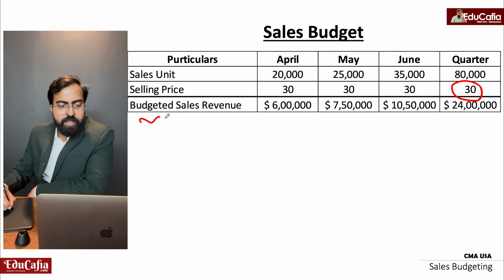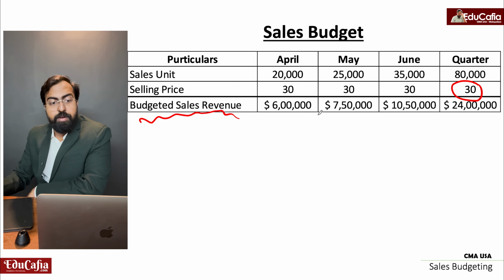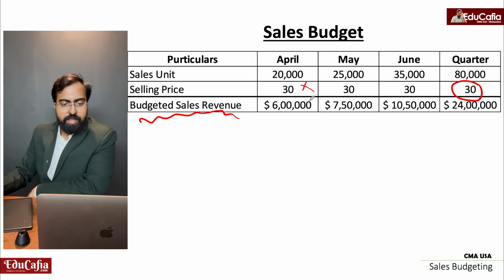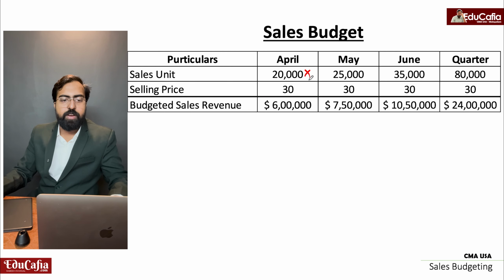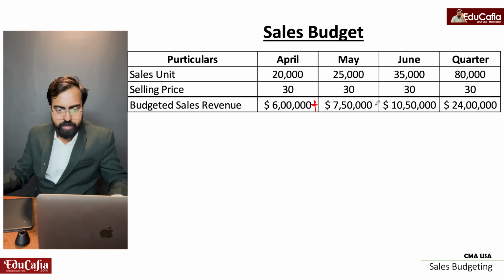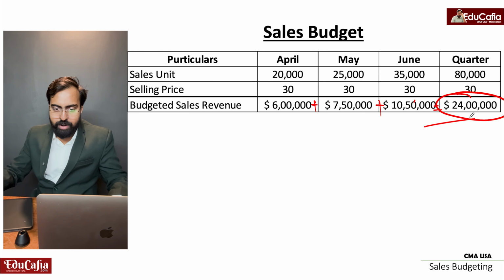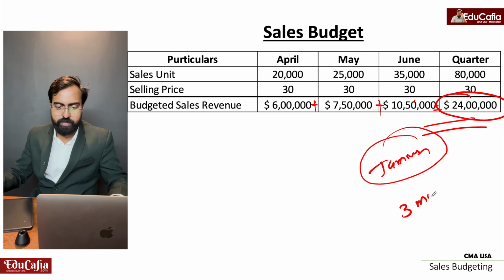And what is the budgeted sale revenue? 20,000 into 30, that is $6 lakhs. Here 7 lakhs 15,000. Here 10 lakhs 15,000. How did you get it? Simple. Total quantity into price: 20,000 into 30, 6 lakhs. This 25,000 into 30, 7 lakhs 15,000. This 35,000 into 30 equals 10 lakhs 15,000. Totally, adding these, I will get 24 lakhs dollars of revenue or turnover that I am going to make in these 3 months.